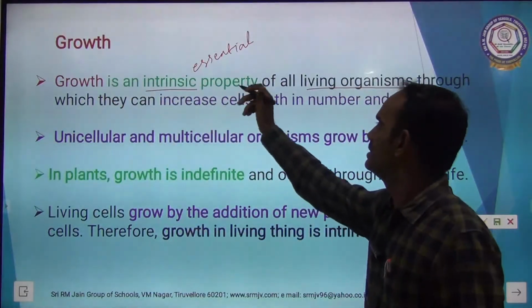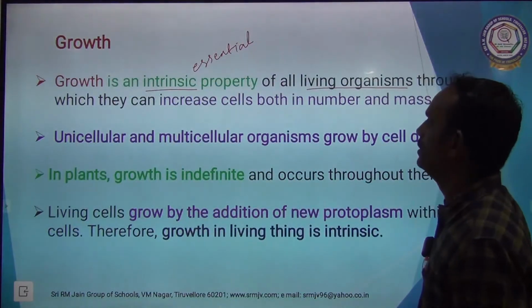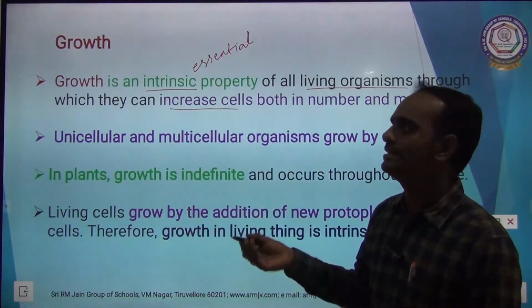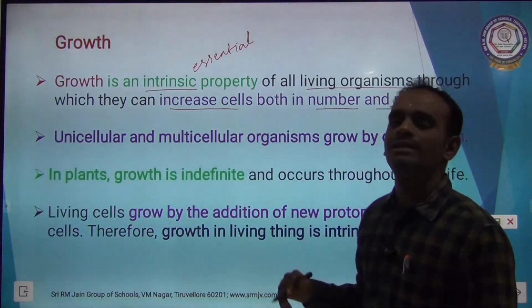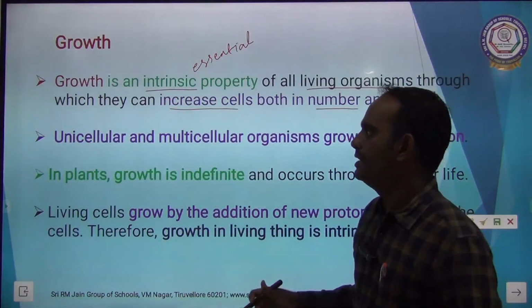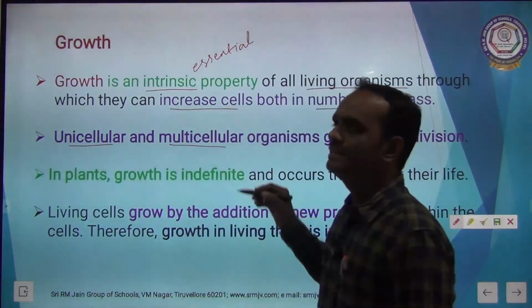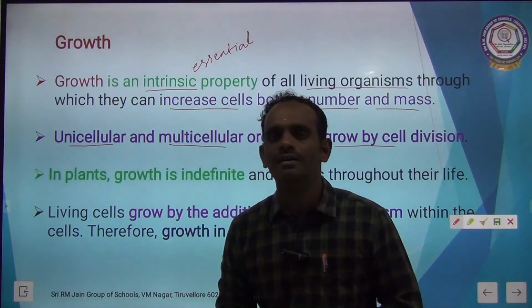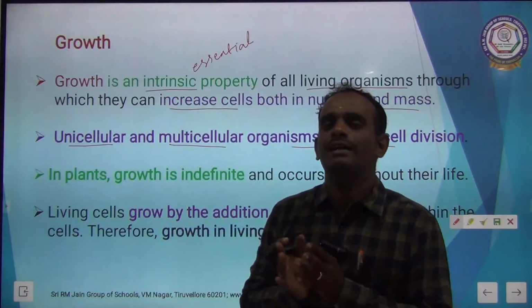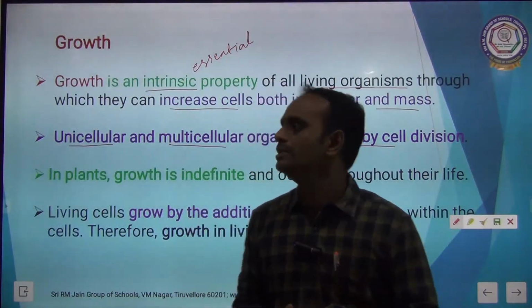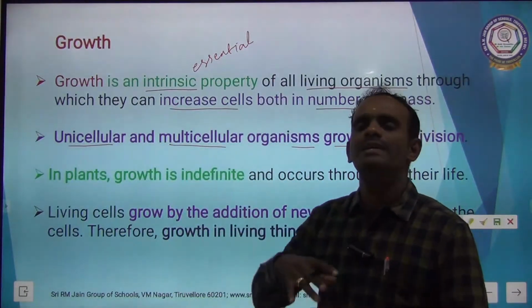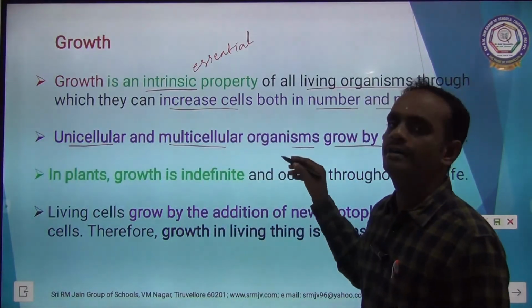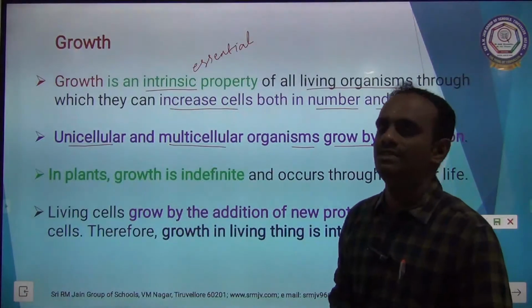Growth is an intrinsic property of all living organisms, through which they can increase the cell size, increase the cells both in number as well as in mass. Next point, unicellular and multicellular organisms grow by cell division. What is unicellular? If an organism contains only one cell, it is said to be unicellular. If an organism has many cells, it is multicellular. Unicellular and multicellular organisms also grow by cell division.